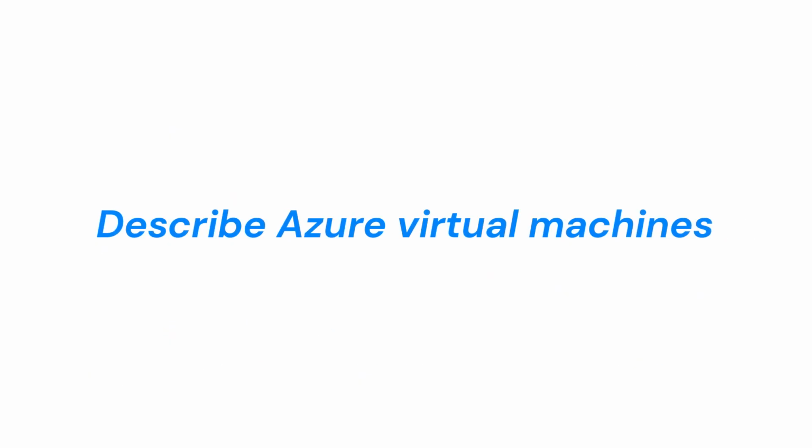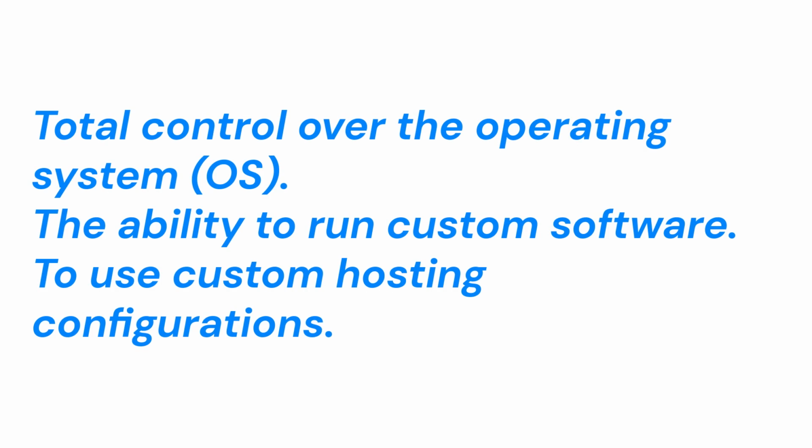Describe Azure Virtual Machines. With Azure Virtual Machines, VMs, you can create and use VMs in the cloud. VMs provide infrastructure as a service, IaaS, in the form of a virtualized server and can be used in many ways. Just like a physical computer, you can customize all of the software running on your VM. VMs are an ideal choice when you need total control over the operating system, OS, the ability to run custom software, or to use custom hosting configurations.